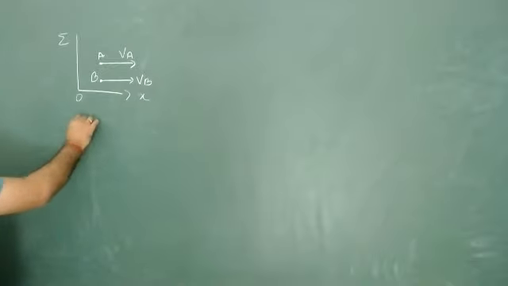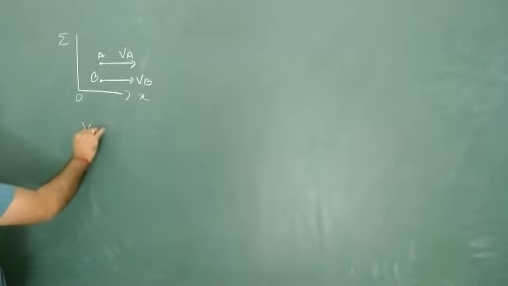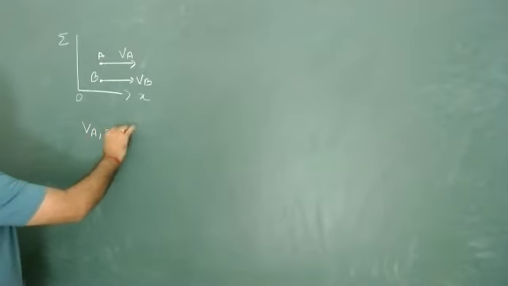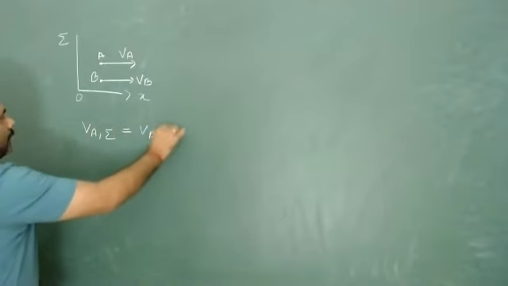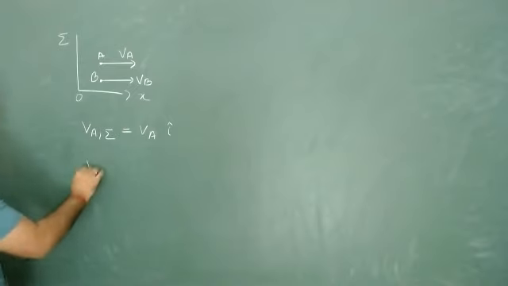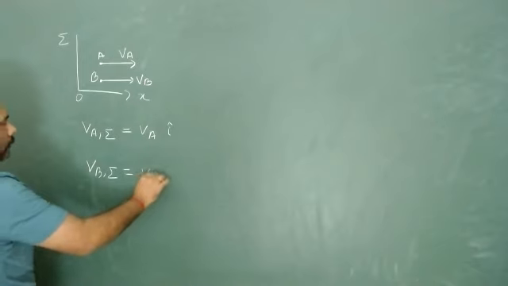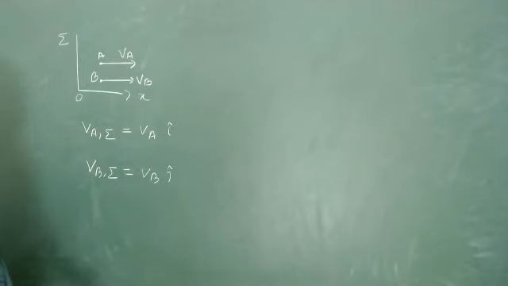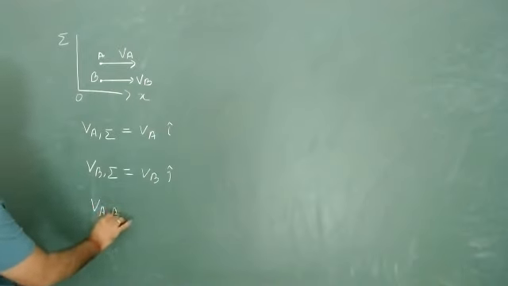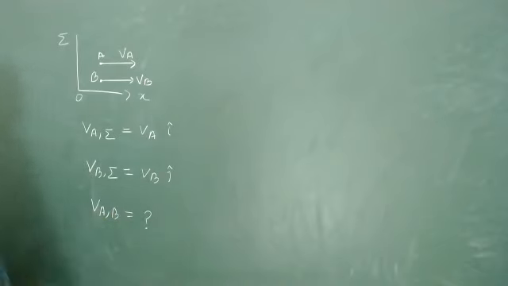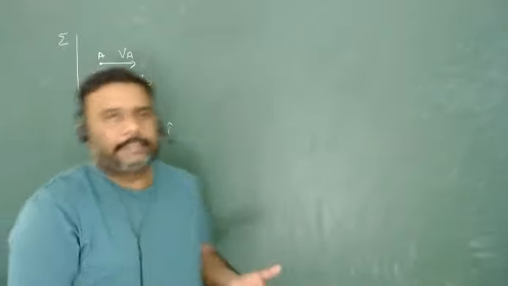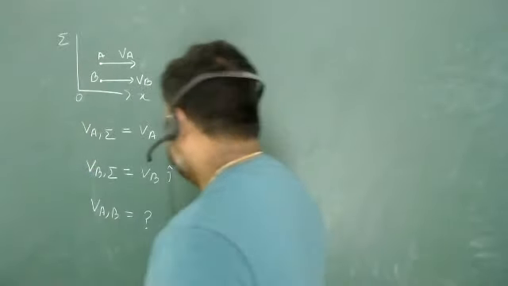So what are the given quantities? Velocity of A with respect to sigma is VA, in the I cap direction. Velocity of B with respect to sigma is VB. And what we have to do is calculate the velocity of A with respect to B, and we also have to analyze the result.